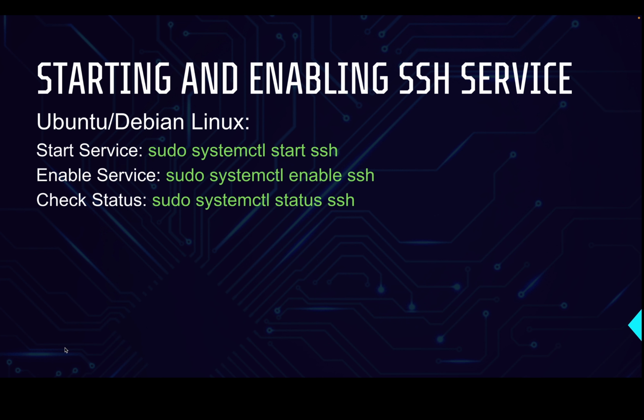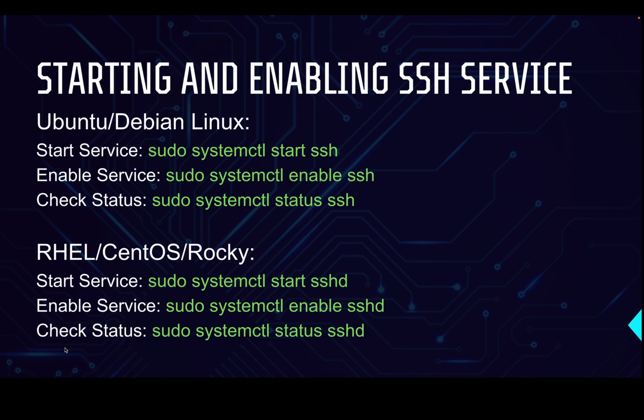Again, all the services come enabled by default on most Linux distributions. To check if the service is running or not, we use the command sudo systemctl status ssh. To start the SSH service in Red Hat based Linux, we use the command sudo systemctl start sshd. To enable it, we use the command sudo systemctl enable sshd, and to check the status, we use the command sudo systemctl status sshd.